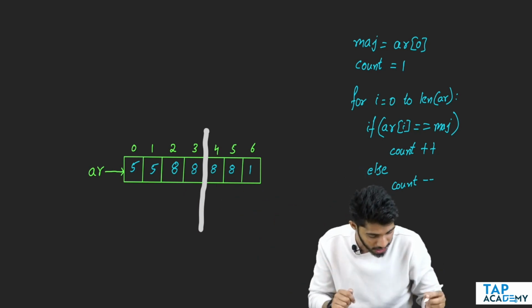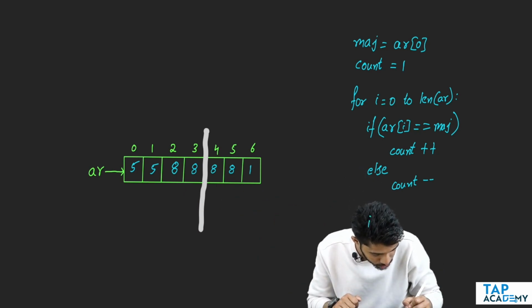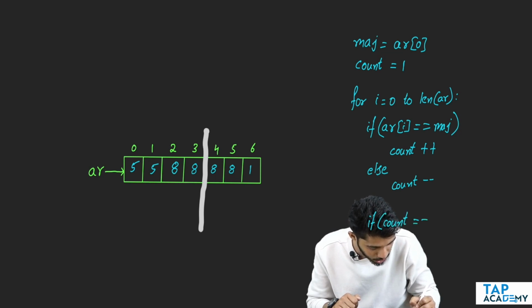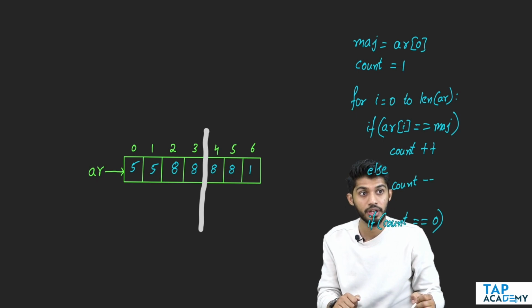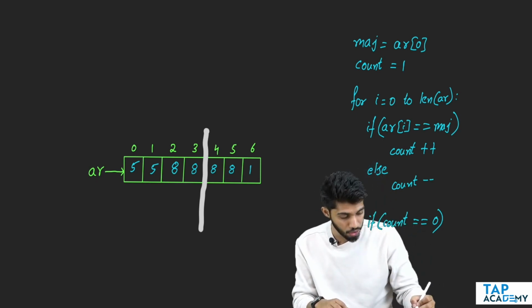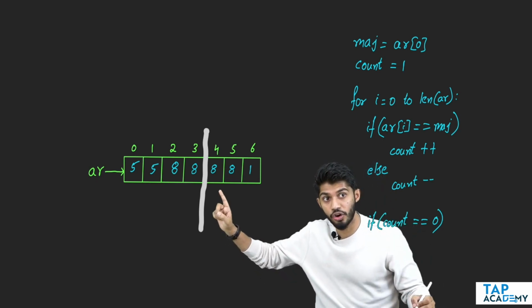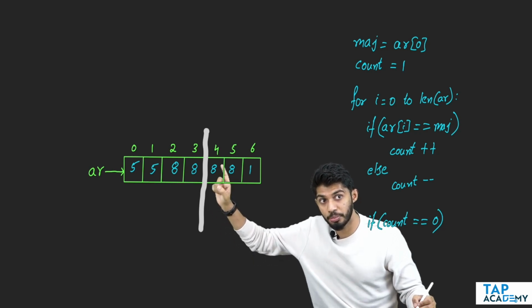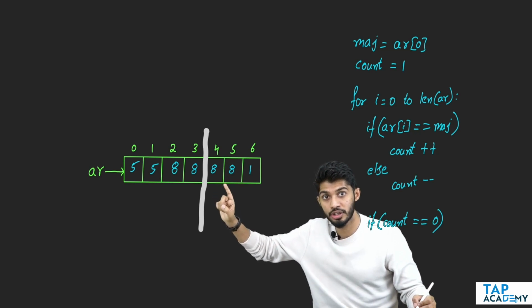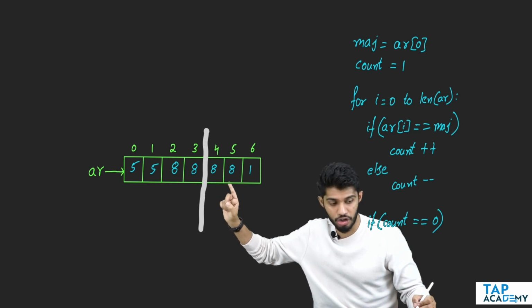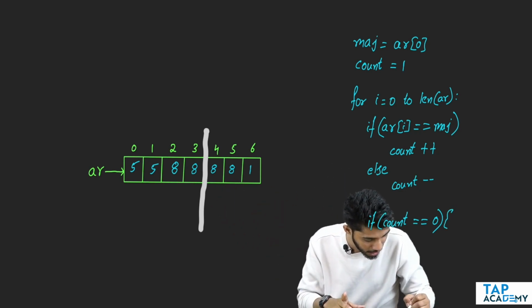So what I will do is, I will check if the value of count is equal to 0. Now what happens is, when I reach over here, the value of count becomes 0. Since the value of count becomes 0, don't you think I need to make this element my majority? So how do I make this my majority? This element is nothing but AR of I. So I need to change my majority. I will say majority is equal to AR of I.